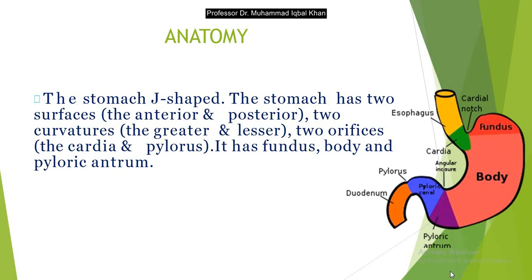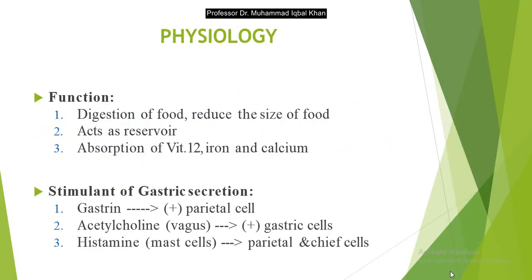First of all, we will discuss the brief anatomy of the stomach and the duodenum. The stomach is J-shaped. It has two surfaces, anterior and posterior, two curvatures, greater and lesser, and two orifices, the cardia and pylorus. It has the fundus, body, and the pyloric antrum. Functions of the stomach are digestion of food, reducing the acid food, and acting as a reservoir, and it absorbs vitamin B12, iron, and calcium.